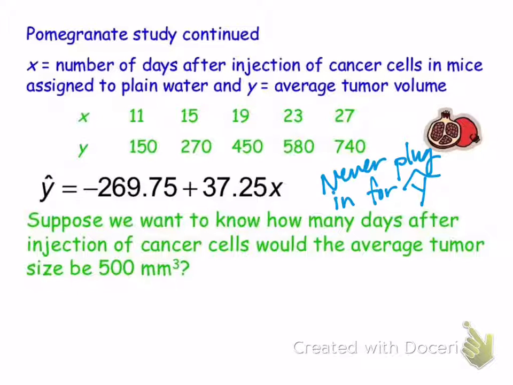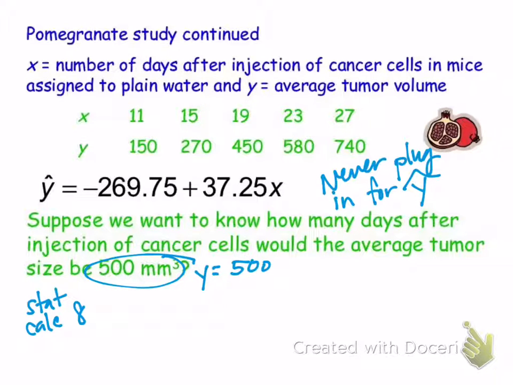That means predicted Y. Okay, so this question is saying, suppose we want to know how many days after injection. So I want to know my X value and I'm given a Y value. So Y equals 500. So if the question asks you to do that, we are going to switch. I want you to go to Stat, Calc, 8, and I want you to make your X list L2, and I want you to make your Y list L1. So we are basically switching our X's and our Y's.